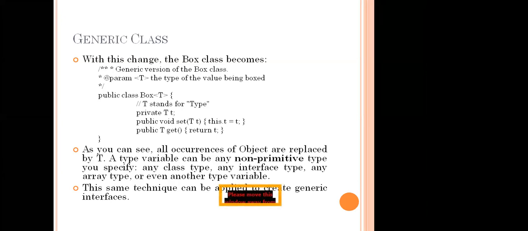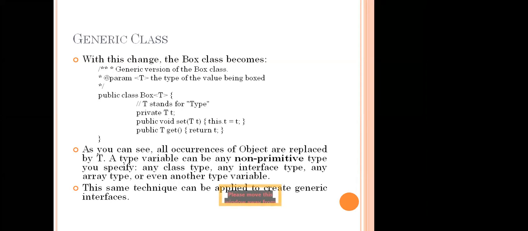So while we are creating a class itself, what type of value the class should hold, that information we need to specify at the starting itself. The starting is nothing but while we create the class itself. So that is simple. The same technique can be applied to create generic interfaces also.